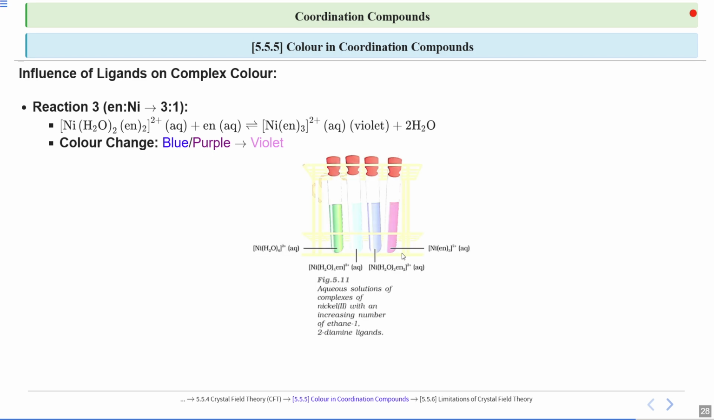So finally you can see in this test tube we have a violet color solution, which is of nickel en thrice. So this is the color changing process shown in this diagram. When you add ethane-1,2-diamine one by one to the nickel 2+ complex, how the color is changing, this is what this diagram is showing. And the final complex formed is nickel en thrice, having violet color.